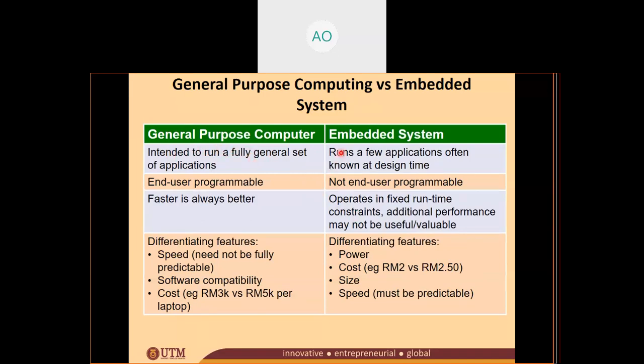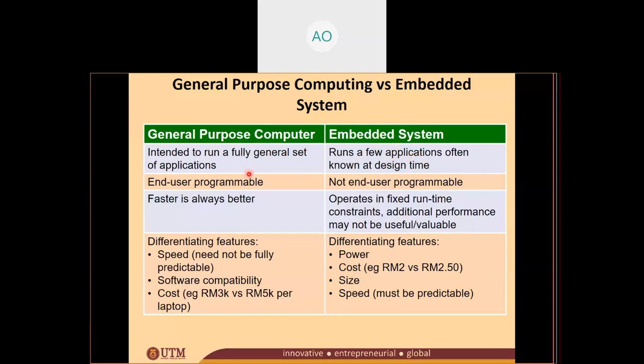While the embedded system runs a few applications, often known at design time. Only a few applications can run in the embedded system. For example, take your calculator. For the calculator, you can do calculation only. You cannot take the temperature, for example, because your calculator can only do the calculating process, nothing else, cannot do other things.